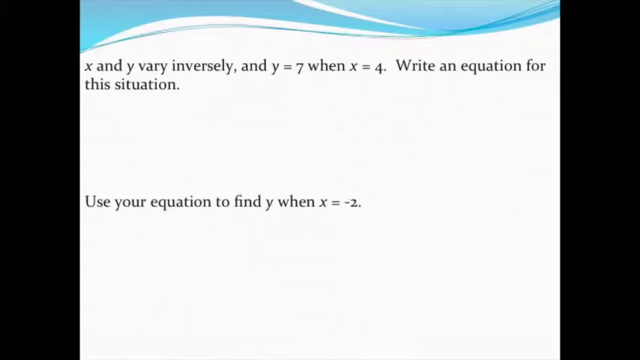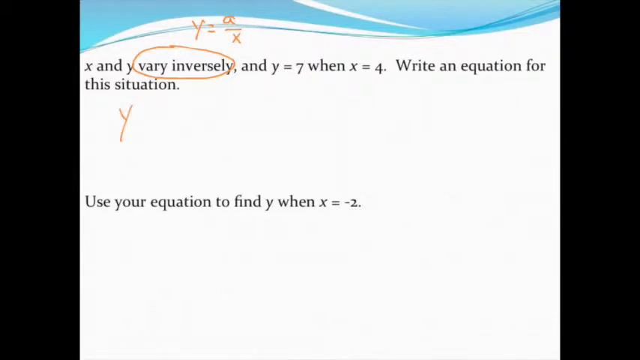Let's take a look at how to solve what I call a two-step variation problem. We actually did problems like this way back when we studied direct variation. These are going to be the exact same idea, just with a brand new model. This time we have an inverse variation relationship. So if you recall from our previous video, if you watched that one, the inverse variation equation is y equals a divided by x.